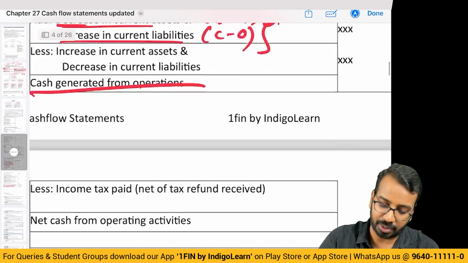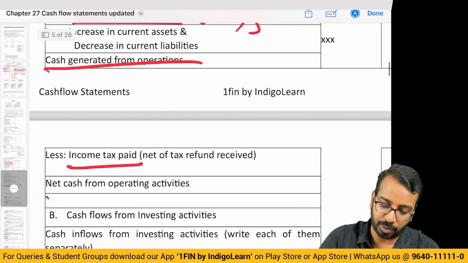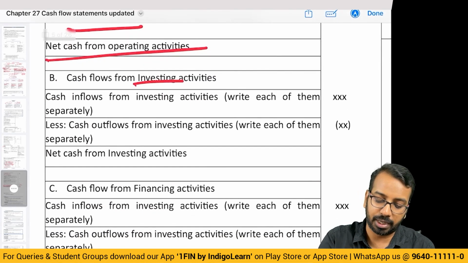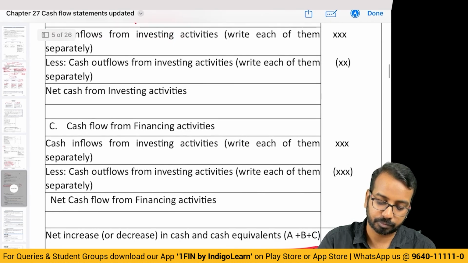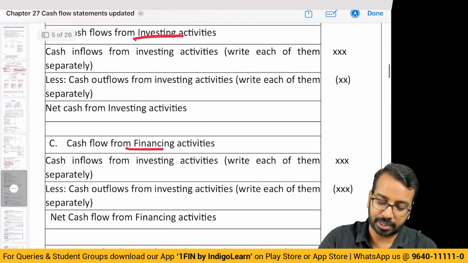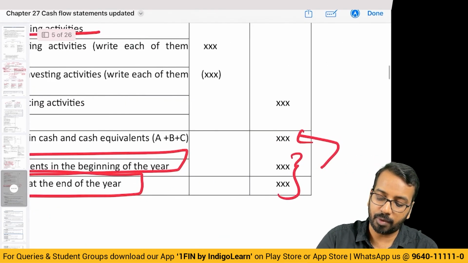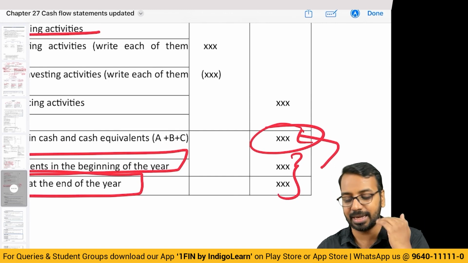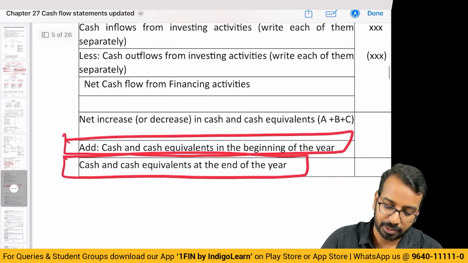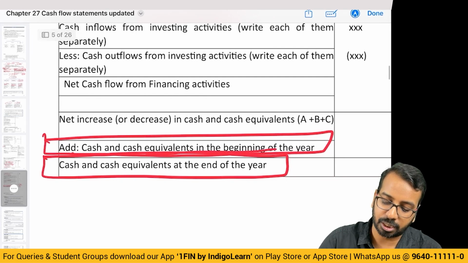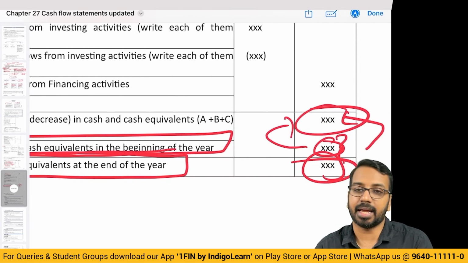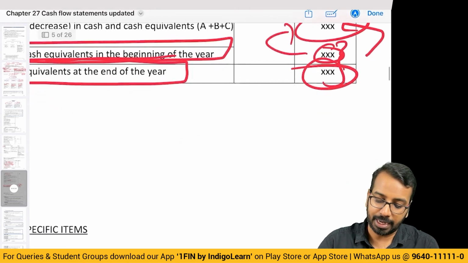This is a better way to remember for the examination. This gives us cash generated from operations. You will reduce income tax and you will get cash flow from operating activities. From investing, which you have already discussed, then you will take financing. Sum of all of these three will give us the net change in cash flow from operating, investing and financing activities. You will take cash and cash equivalents at the beginning of the year, add it to the difference, and then you will get the ending cash and cash equivalents.